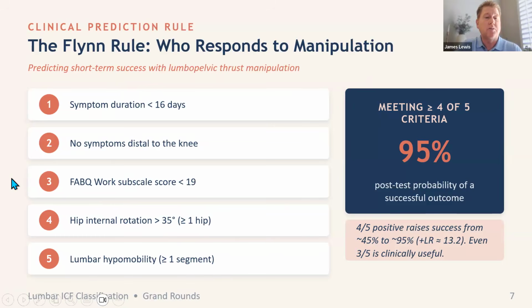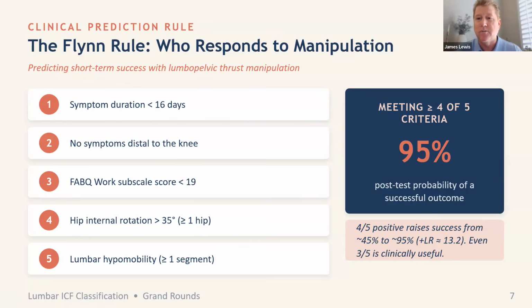And so we're thinking that this person has non-radicular low back pain, so it's somatic. It's been present for 16 days or less. There's no symptoms distal to the knee, which helps us again say it's not radicular. They've got a low fear score, FABQ work score of less than 19. They've got good hip internal rotation, so the hip screen is negative, basically.